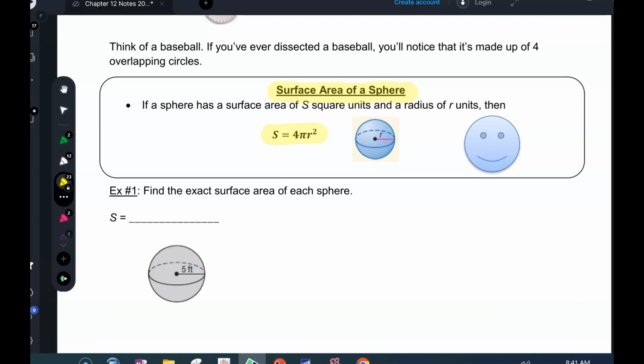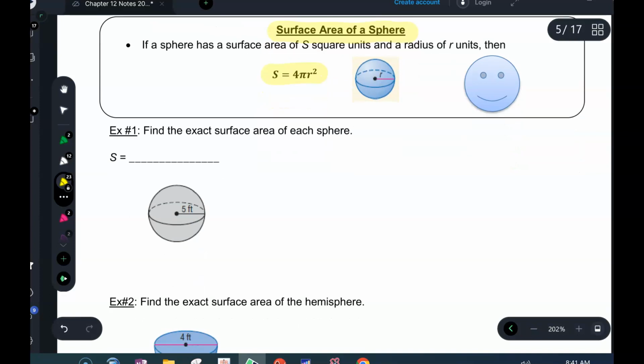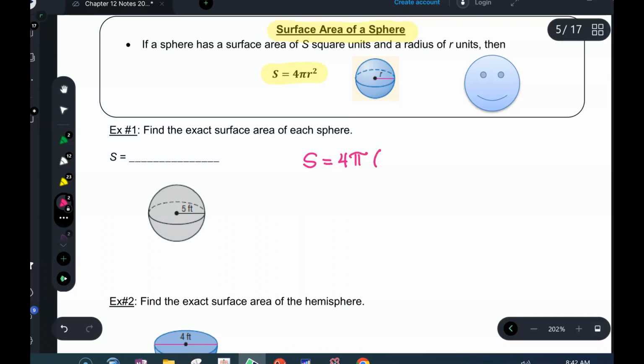Again, you're not going to need to memorize it. You just need to be able to apply it. The formula is going to be given to you, even on the test. So if I say find the exact surface area, it's 4 pi. What's the radius? 5.